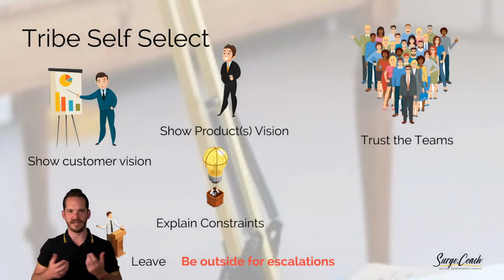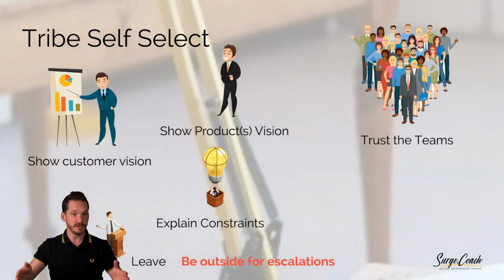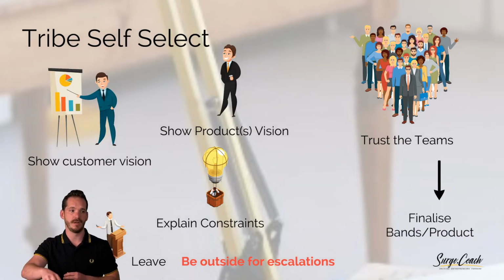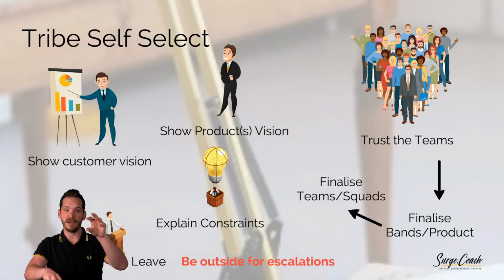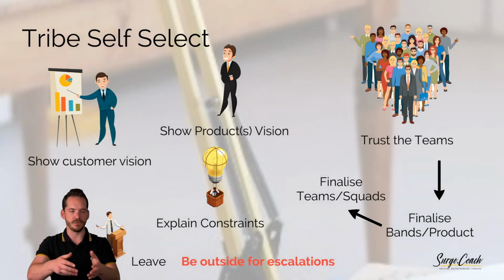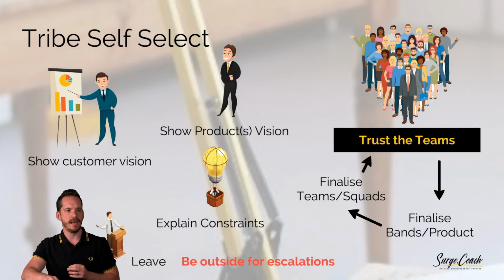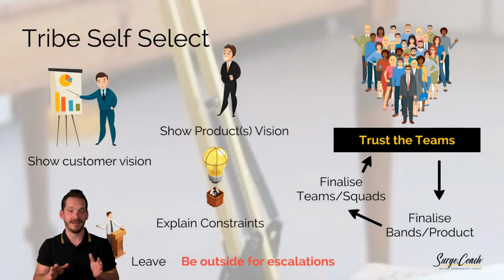We're going to trust the teams. There could be 50 people in the room, there could be 250 people in the room. We're going to trust them. They're going to finalize their own bands. If you're doing a tribe one, they're going to finalize their teams or squads. And if you're just doing the band, they're going to do their teams and squads. And then we're going to trust the teams. It's as simple as that. They know what they need to do to get the work done. They don't need us telling them what to do.